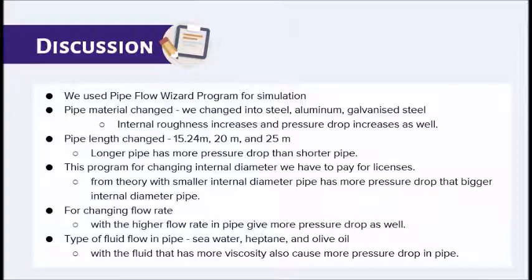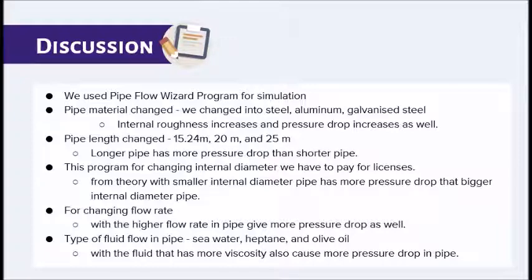The first factor, pipe material change. We have changed into steel, aluminum, and galvanized steel. Different pipe materials will have different internal roughness. When the internal roughness increases, then the pressure drop will increase as well. The second one, pipe length, we change into 15.24 meters, 20 meters, and 25 meters. Longer pipes will cause more pressure drop than shorter pipes.